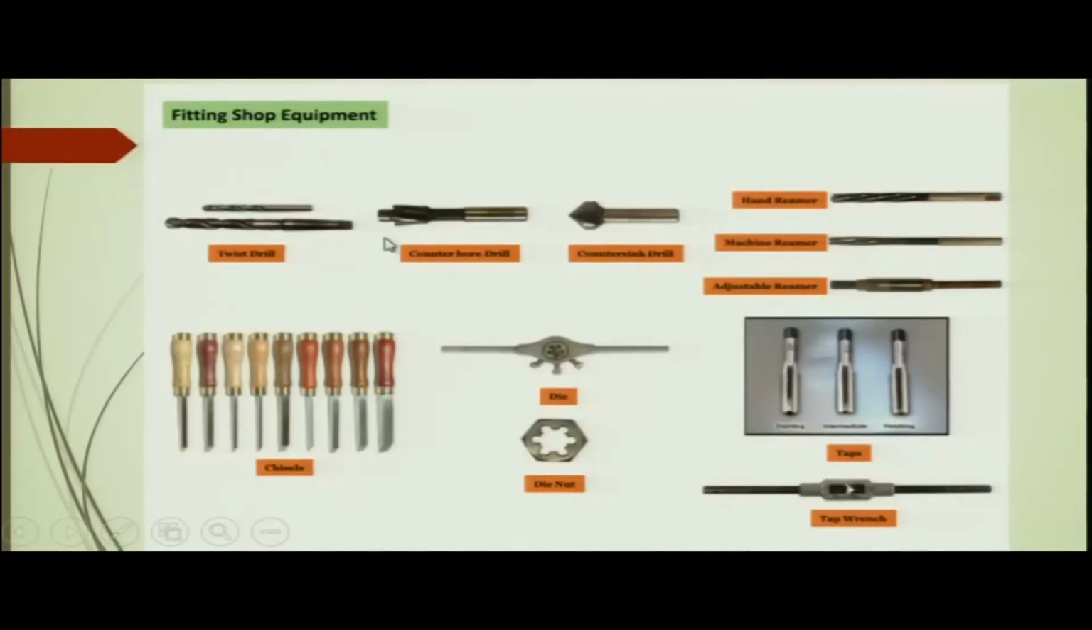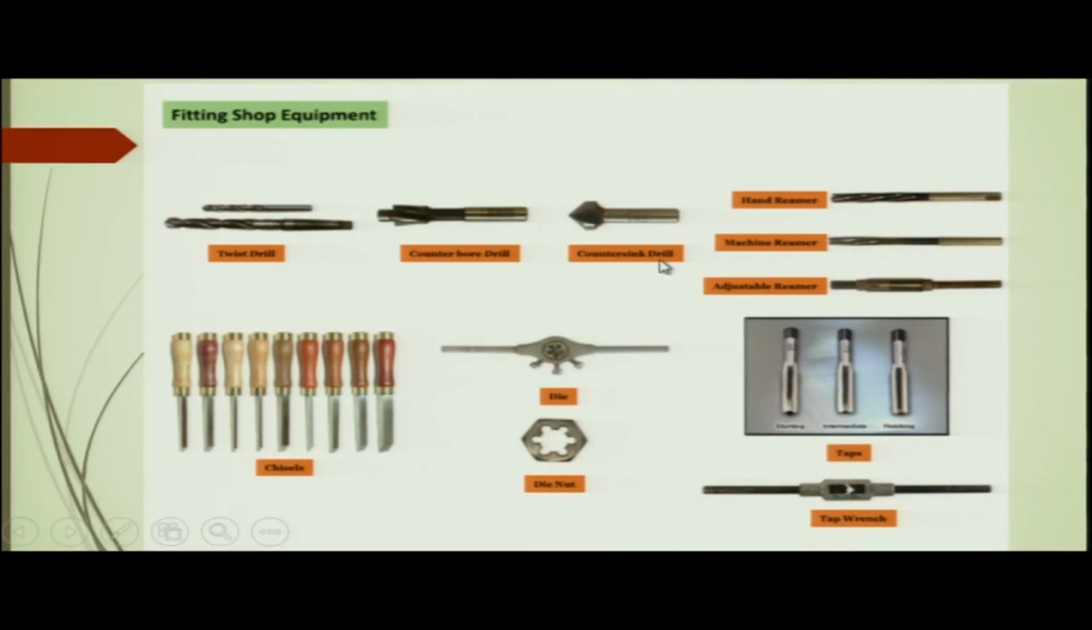Here you can see the counter bore drill. Counter bore drill is the drilling of two different diameters of the hole. Here you can see the diameter of the drill is different from the diameter of the drill here. When this entire drill is driven into the workpiece, two diameters are produced together, and the diameters of these two holes will be different. So, two holes of different diameters are made by the counter bore drill.